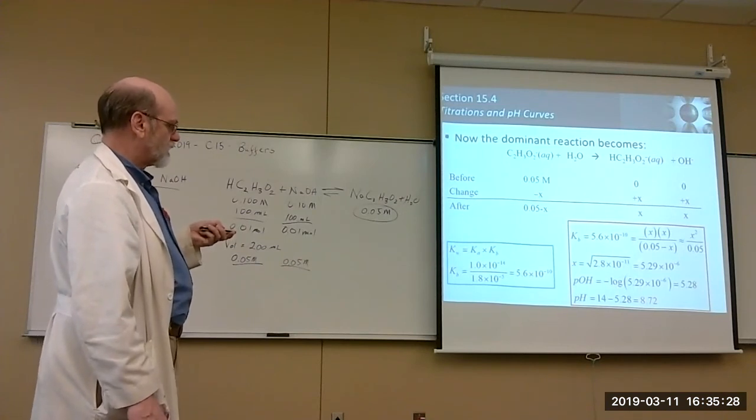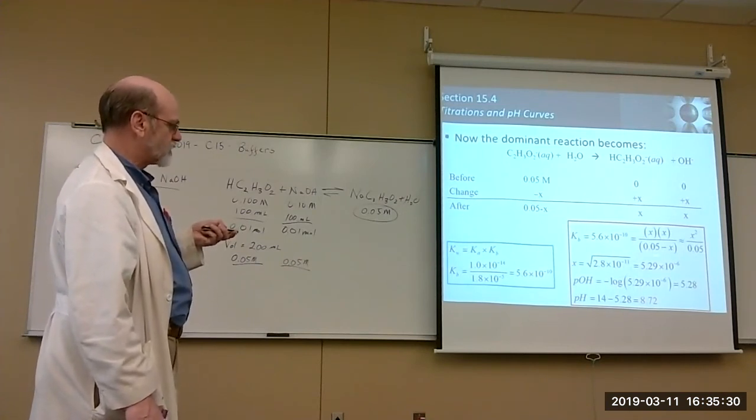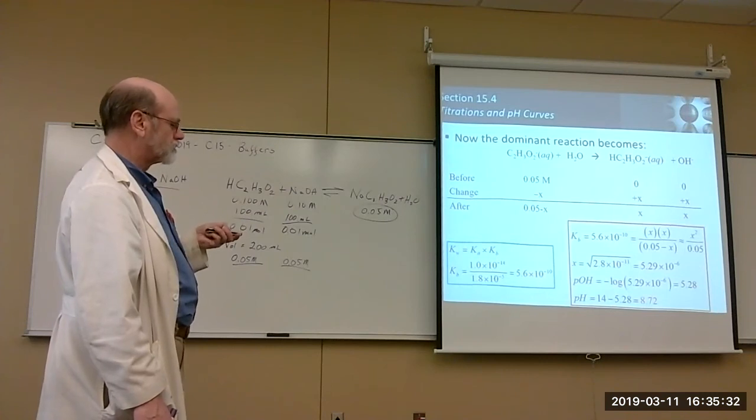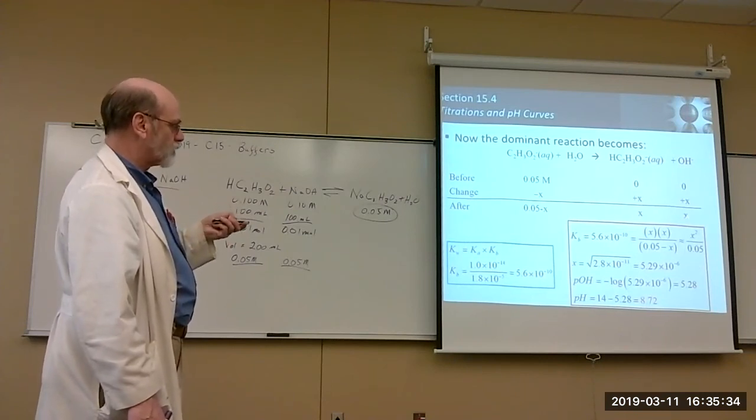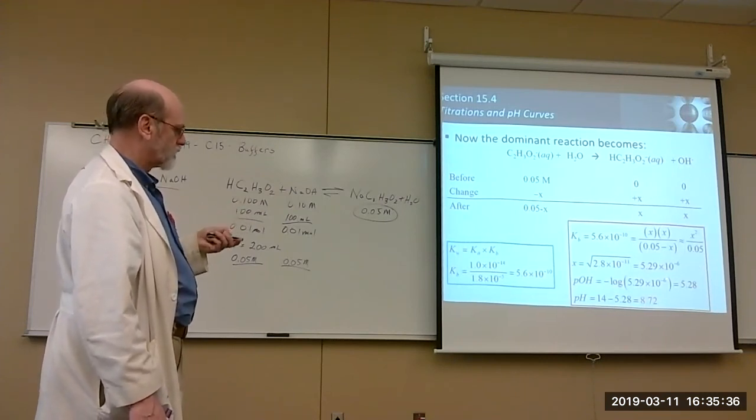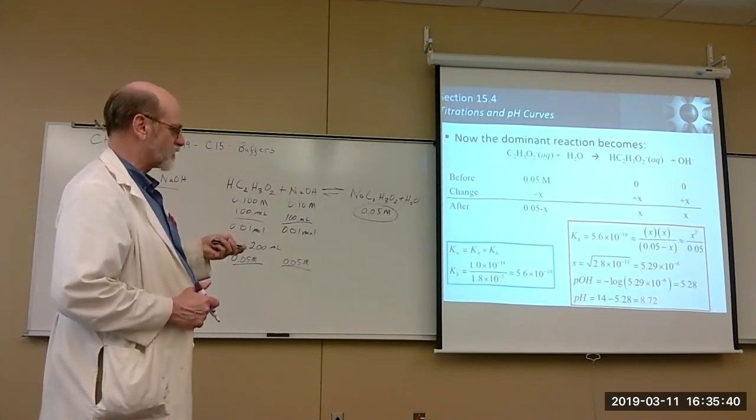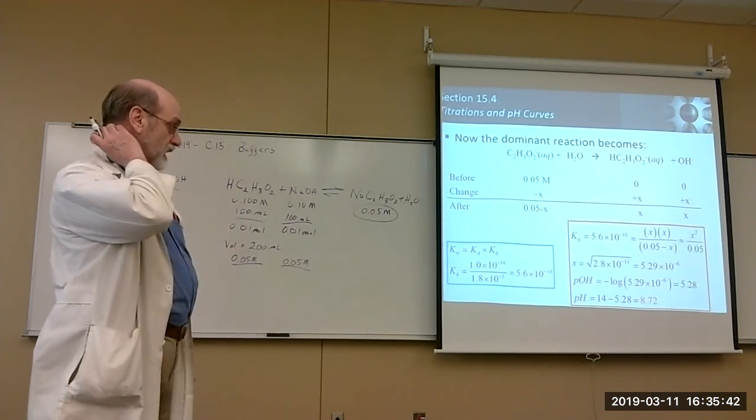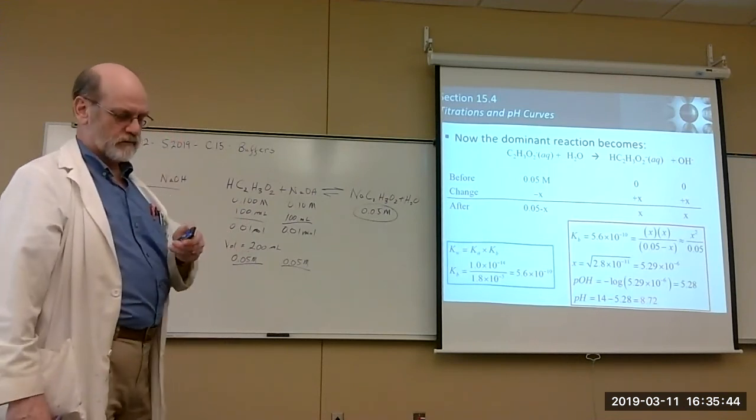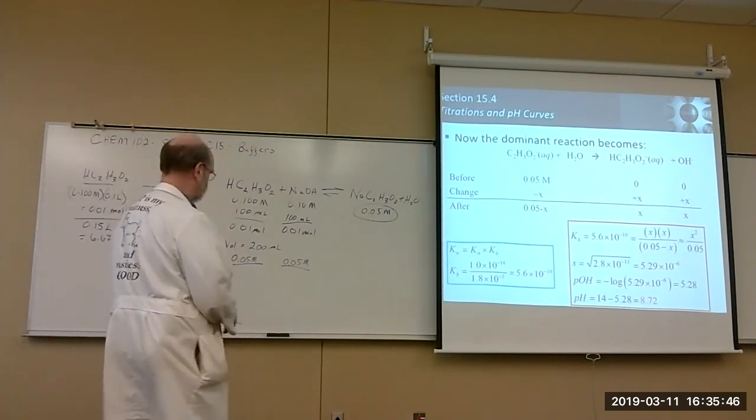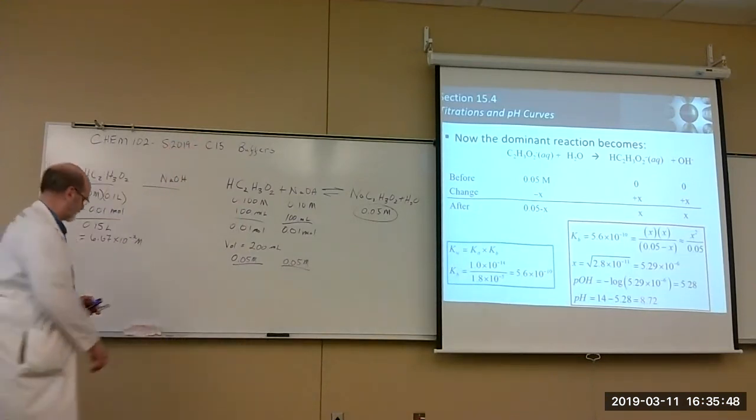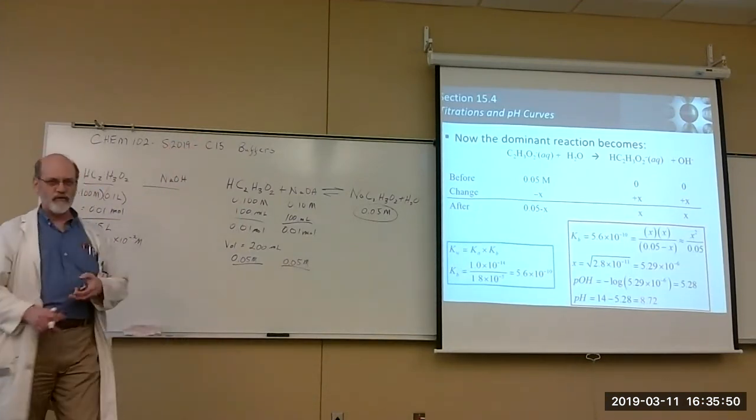So that means the X is this value, molar, and the X represents OH. So if we calculate the pOH, then we can find out the pH by subtracting it from 14. And the pH should be 8.72. Any questions? Okay, we'll move on.